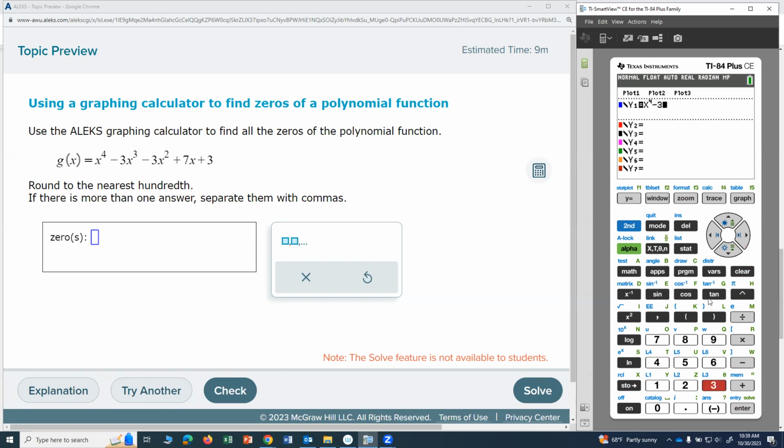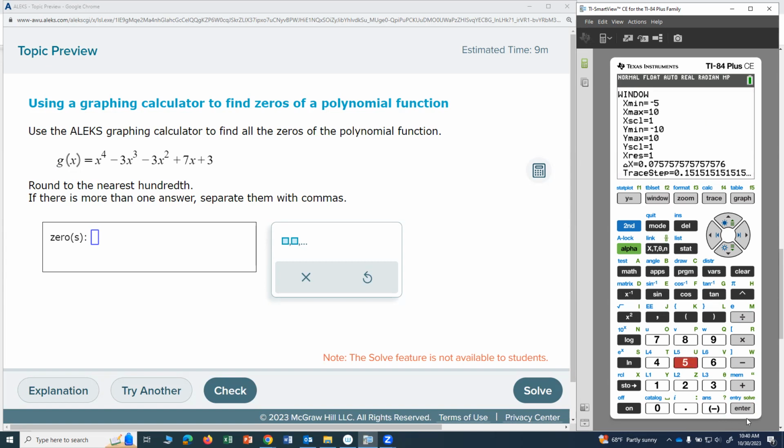minus 3x cubed minus 3x squared plus 7x plus 3. I want to see if I have a good window or not, so I'm going to go to graph. And actually, that's an excellent window. A good window to start with is always your standard window, which you can get to by going to zoom number 6. And then from there, you can always adjust. So this is your standard window. Then you can go to the window key and adjust as needed.